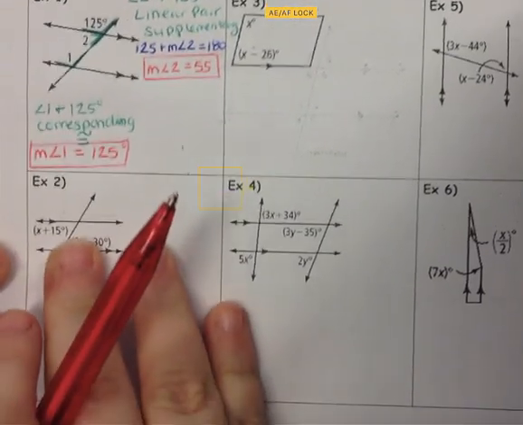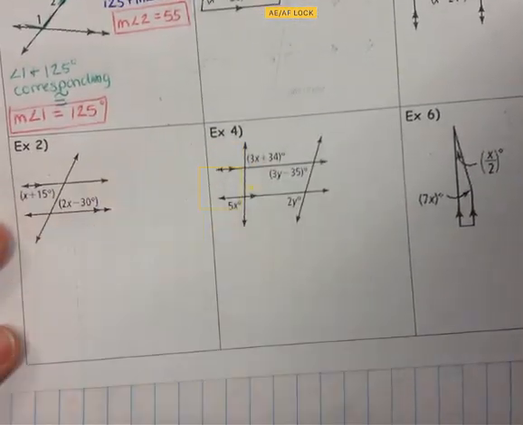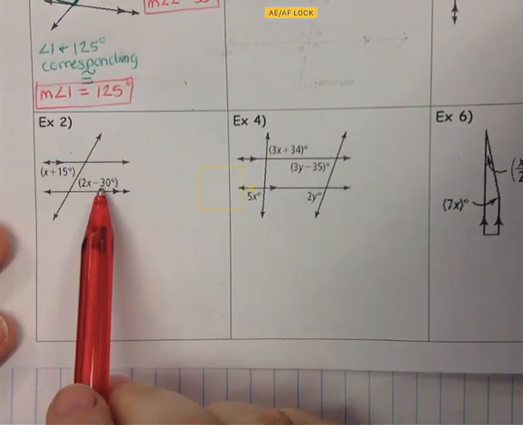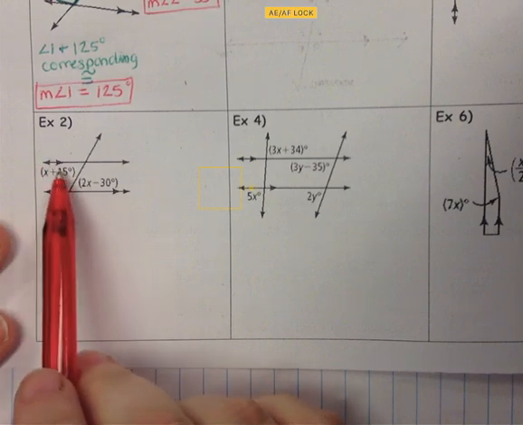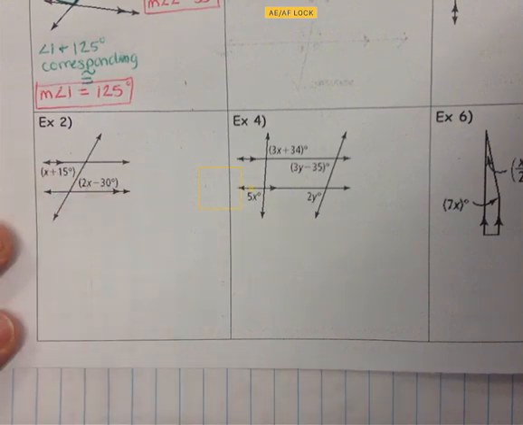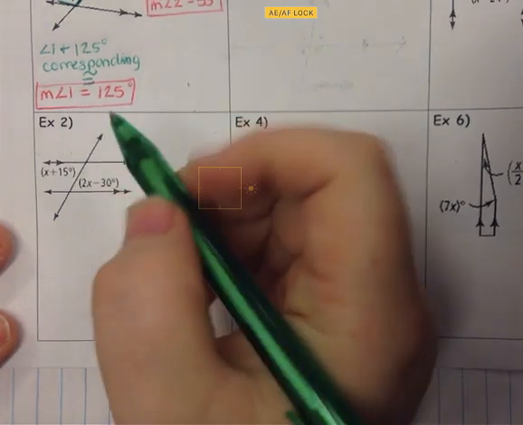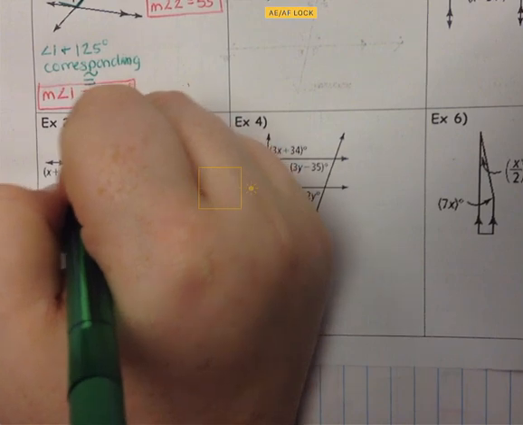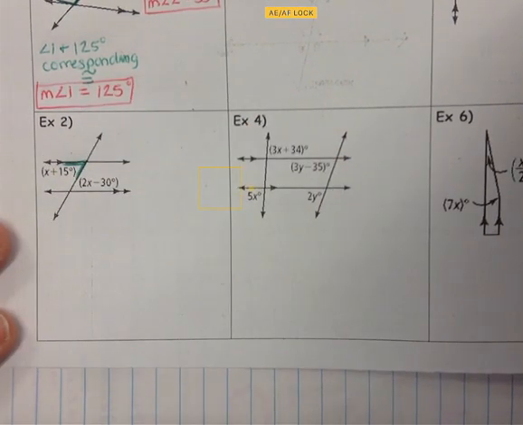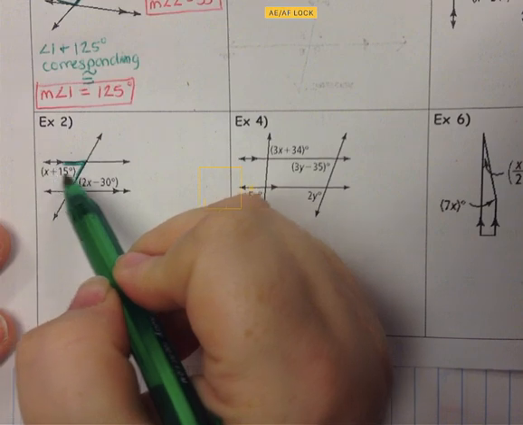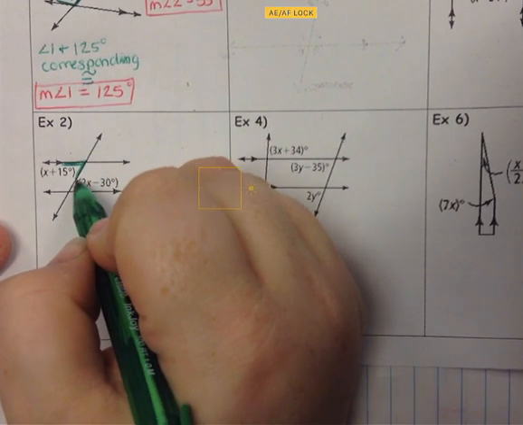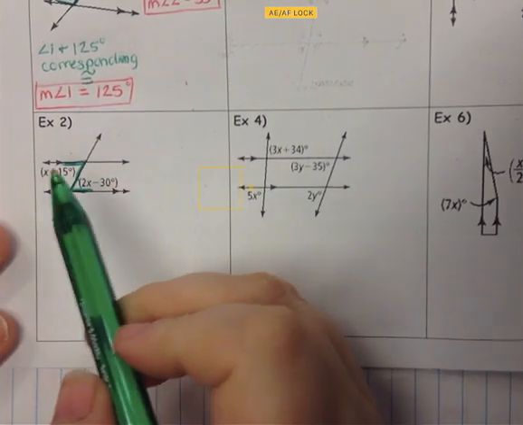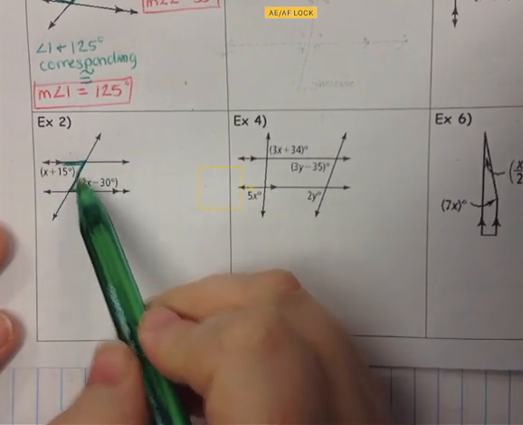Example 2 is underneath here. So we have 2 angles, and we have variables in them. So we have to figure out the variables, and then we have to figure out what the angles are. The first thing is you find one of your angles. I'm going to basically highlight it, mark it. I have one angle. Then I'm going to highlight the other angle, just outline it. And then I determine the relationship between them.